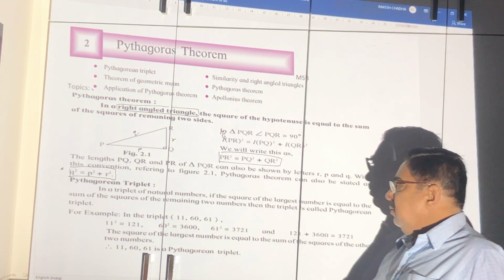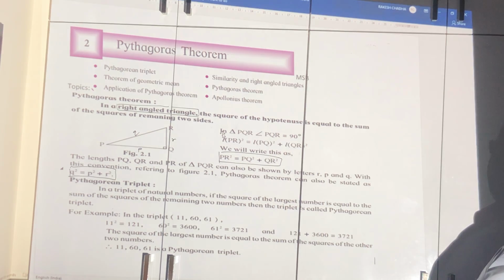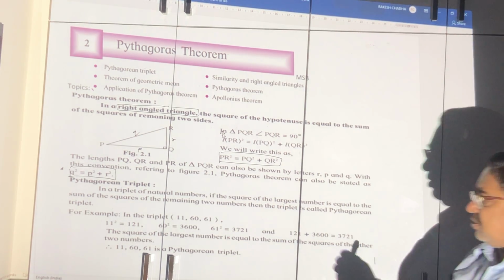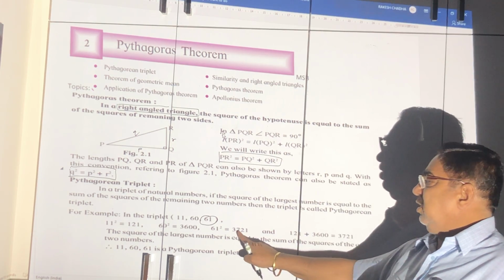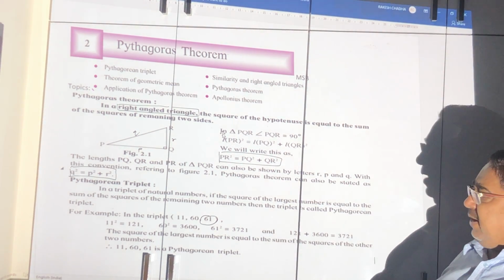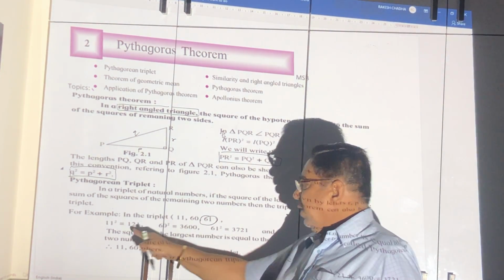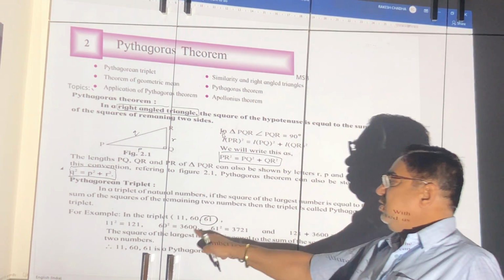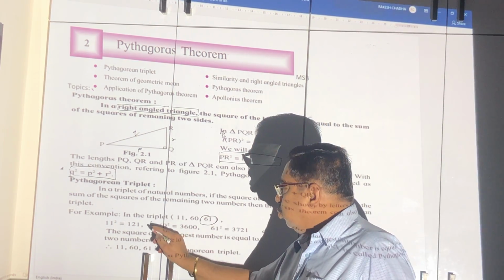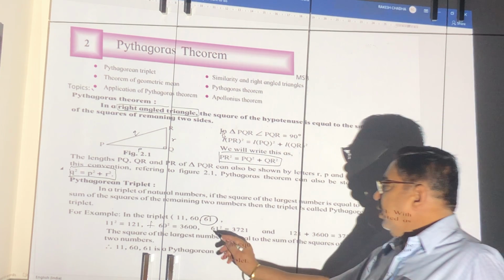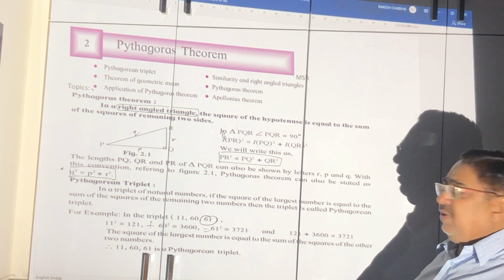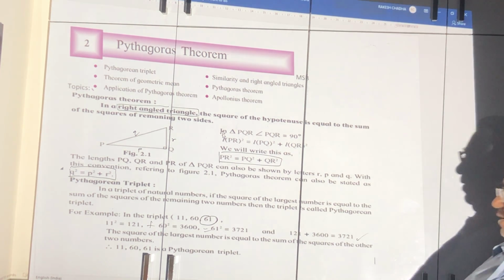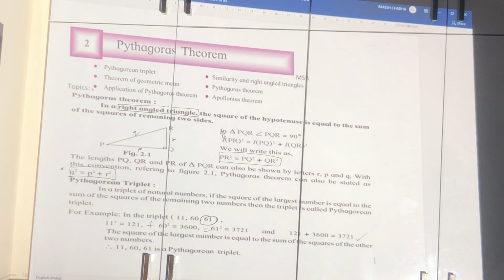Take an example: 11, 60, 61. Rule number one: find the biggest number. That is 61. So 61 square is 3721. Find the squares of the other two numbers. 11 square is 121. 60 square is 3600. Add these two together: 121 plus 3600 is 3721. That is why they are triplets.